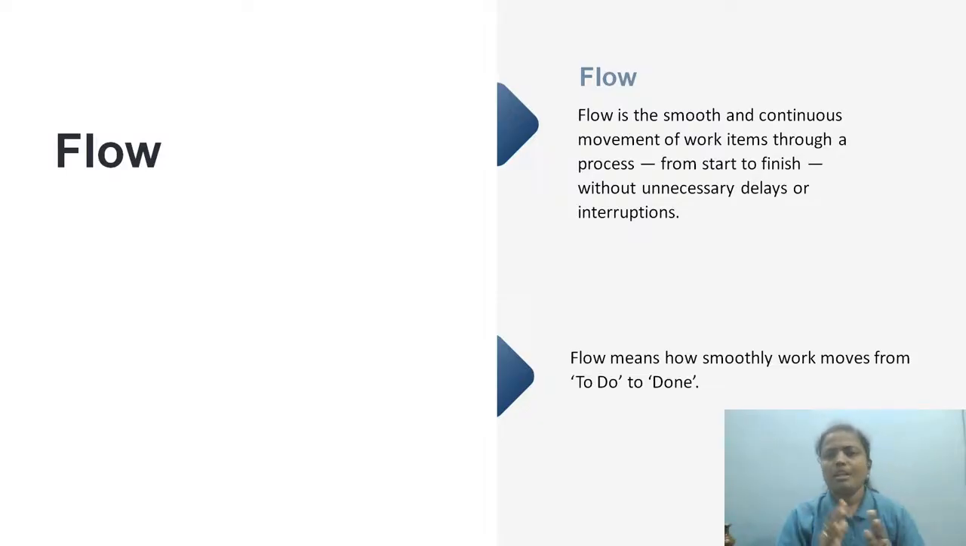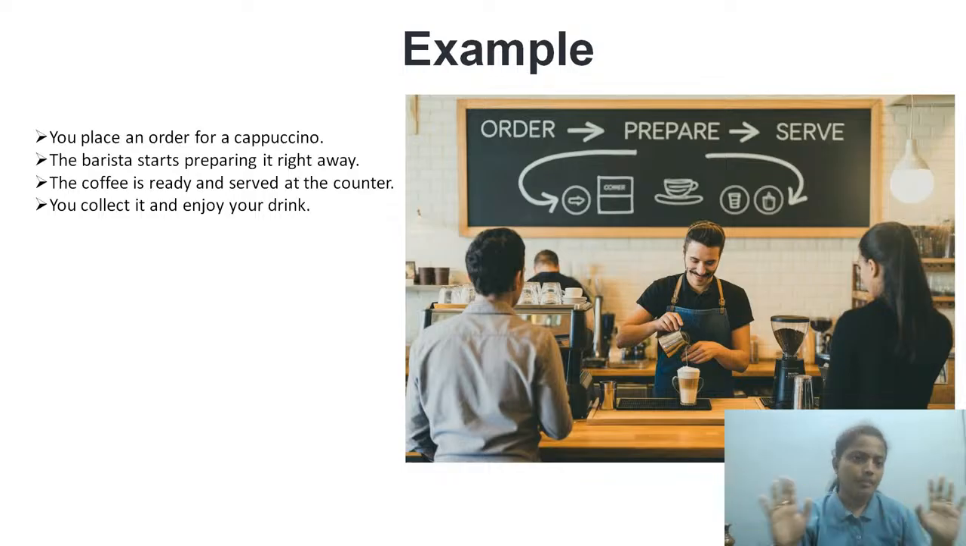Flow is the smooth and continuous movement of work items through a process from start to finish. We follow a process, we'll talk about that in a while, without unnecessary delays or interruptions. Delays are also blockers, they may turn into blockers. Interruptions can be anything. So flow means how smoothly work moves from to do to done, which is source and destination. Simple definition. Now I'm going to give an example as usual.